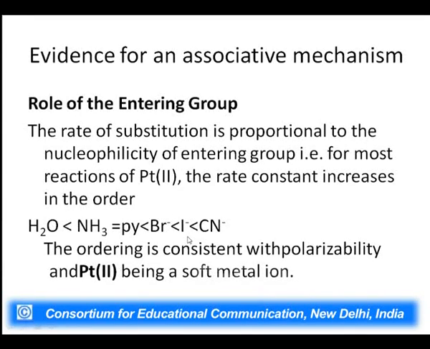Why is this more polarizable here? The inference is that platinum is found to be a soft base. From the hard-soft acid-base theory, a soft acid and a soft base combine easily. So the more polarizable the ligand, the stronger the bond with this polarizable base, or you can say polarizable metal ion. So the order is consistent with the polarizability of the platinum ion.